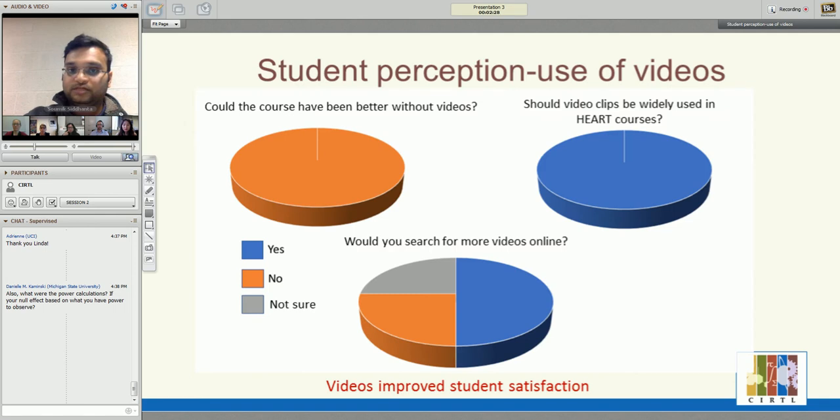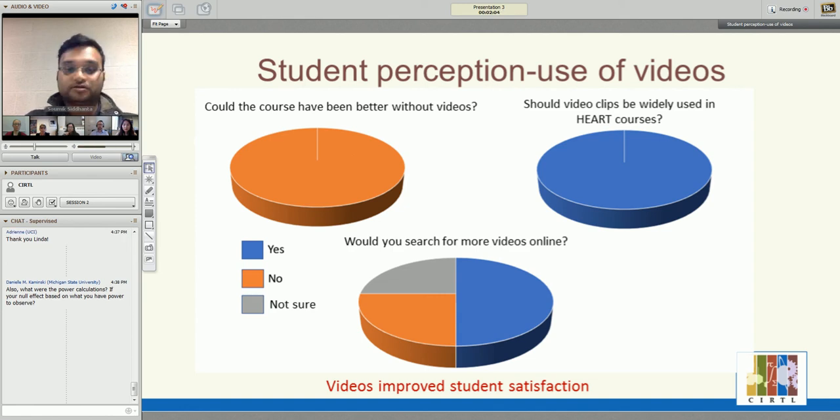So both the video and the experiments give them exposure to real-life applications. Next slide, please. As you can see here, the students thought that the course would not have been better without the videos, and they agreed with me that the video should be an integral part of this kind of short course. They were also motivated to search for similar videos online even after the completion of the course. So clearly the videos improve student satisfaction.